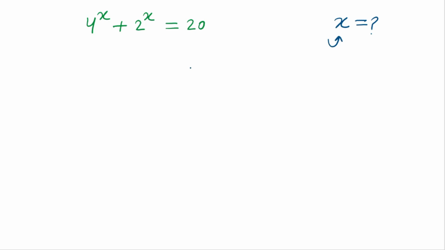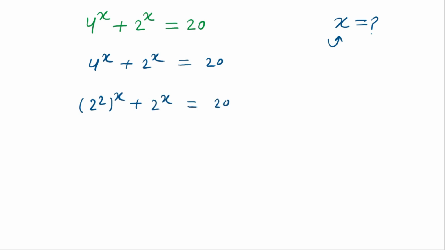Now let's start the solution of this question. Here 4^x + 2^x = 20. Look carefully, here the base is 4 and here the base is 2, but we know that 4 is 2^2. So (2^2)^x + 2^x = 20.